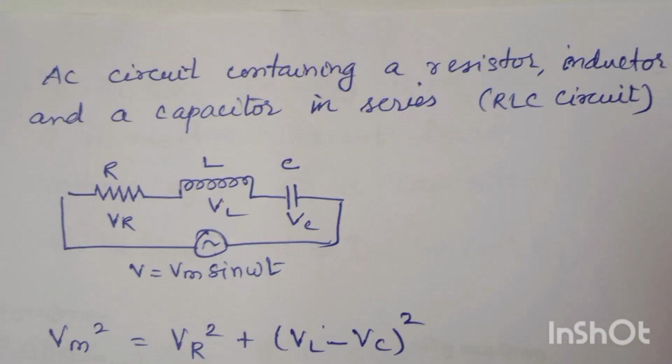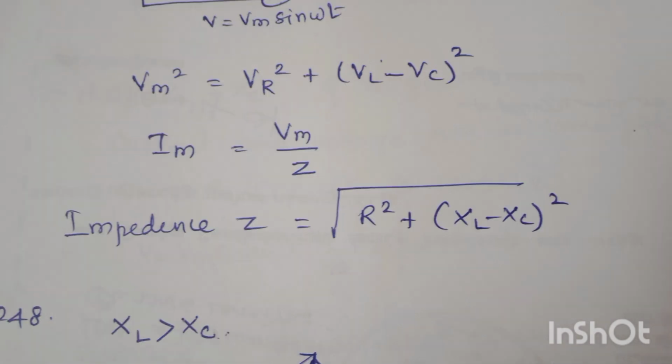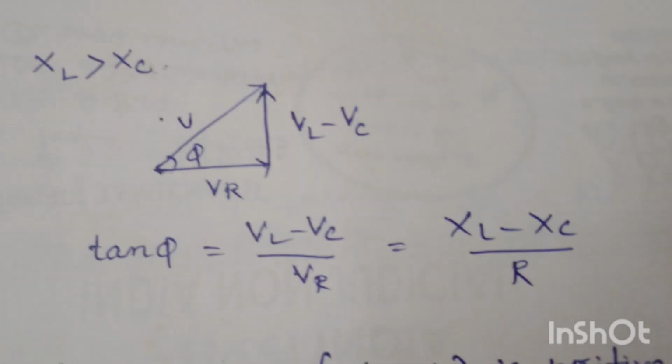Circuit containing a resistor, inductor and a capacitor in series, RLC circuit. So this is the circuit. Now Vm square is equal to VR square plus VL minus VC the whole square. Im is equal to Vm by Z. Impedance Z is equal to root of R square plus XL minus XC the whole square. Now XL is greater than XC. Then tan phi is equal to VL minus VC by VR, which is equal to XL minus XC by R.